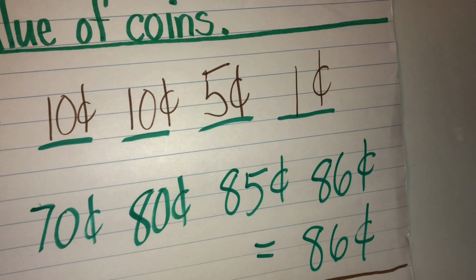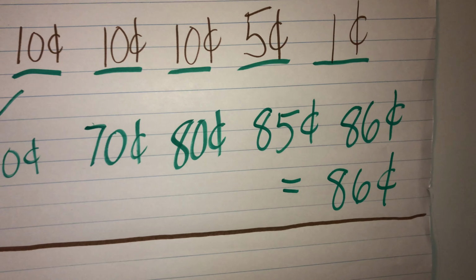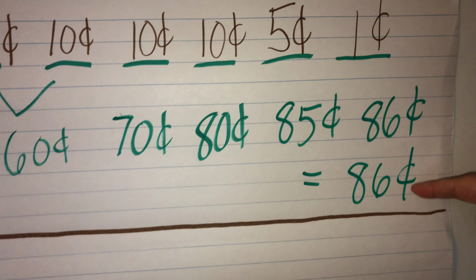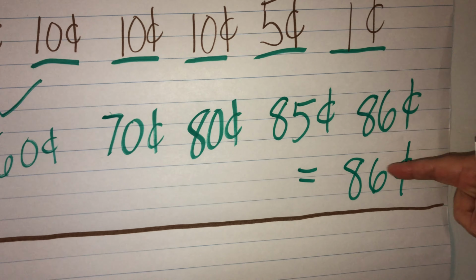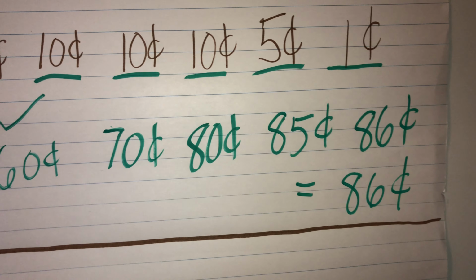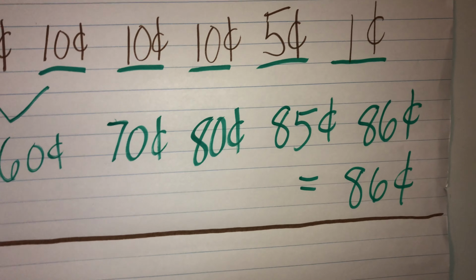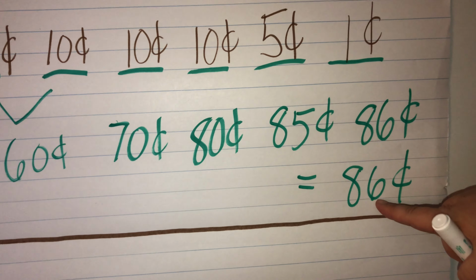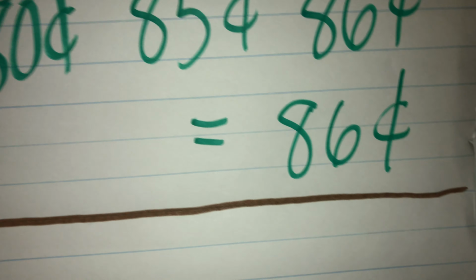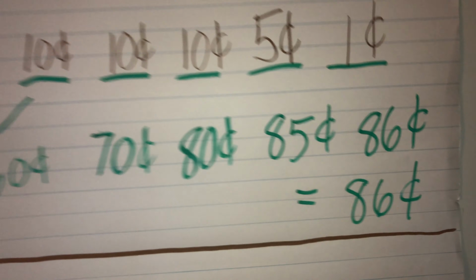86 cents. And remember, when we're talking about money, we say what we're referring to. In this case, we're using cents, so we say cents. We don't just say 86. We say 86 cents. Pretty easy, huh?